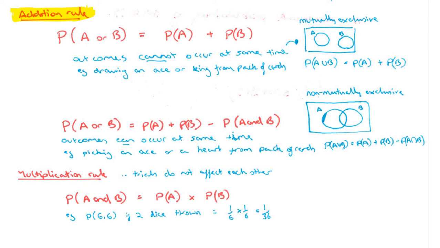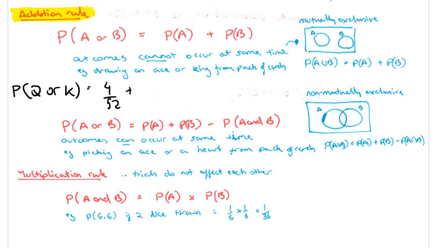So for example, if I'm looking at a mutually exclusive event, you could think about a pack of cards. There's 52 cards in a pack. So let's look at the probability, from a pack of cards, of drawing a queen or a king. The probability of drawing a queen from a pack of cards is equal to 4 over 52.